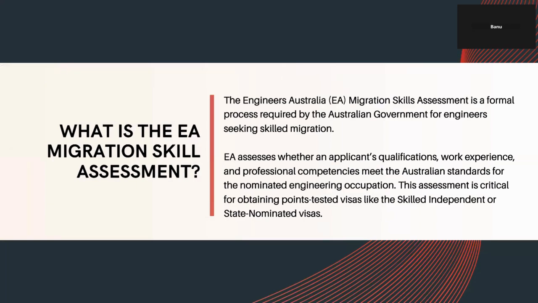What is the Engineers Australia Migration Skill Assessment? The Migration Skill Assessment is required by the Australian government if you are applying for a skilled visa as an engineer. It's run by Engineers Australia. They check whether your qualification and experience meet Australian engineering standards for your nominated occupation. This process is essential for skilled migration visas such as subclass 189 or 190.